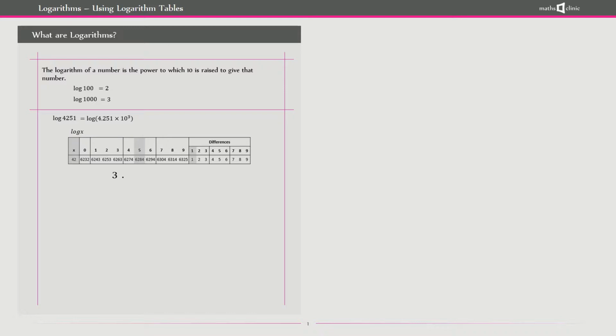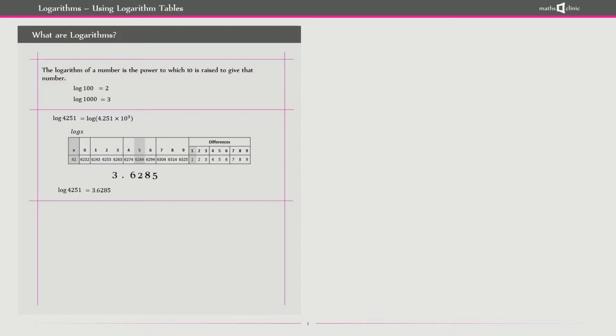And where does the difference come in? Now the difference, the number you have under the difference 1 is 1. In this case, you simply add 1 to 6284, and what you have is 6285. So the log of 4251 is 3.6285.